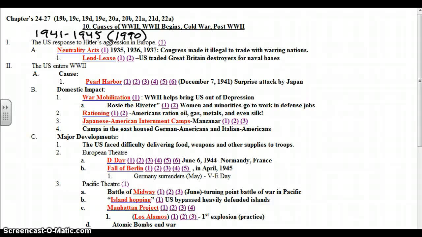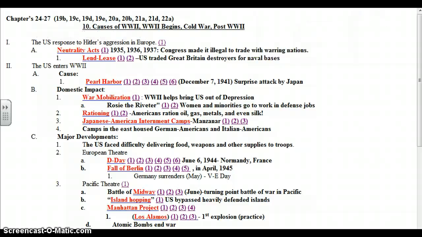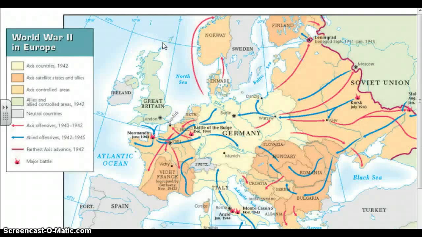Well, before you talk about what actually brought the United States into World War II, you've got to talk about what Hitler was doing in Europe at that time. By 1939, this is what Hitler had done in Europe. He had taken the Rhineland between France and Germany as number 1. He had taken Austria as number 2. He had taken Czechoslovakia as number 3.